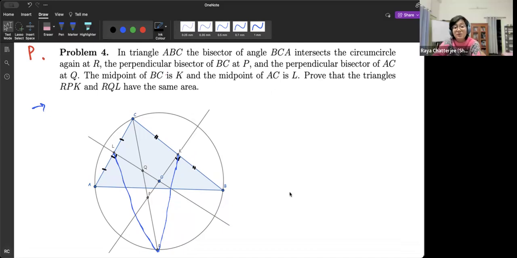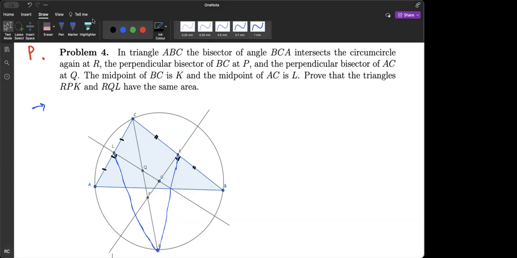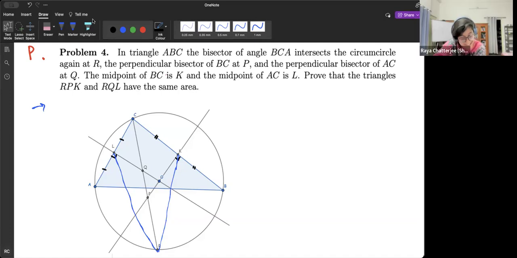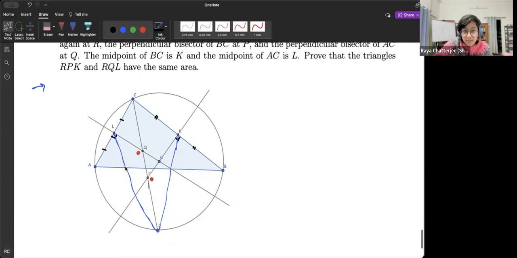Okay, guys, tell me about your progress. Any significant progress? So we can use angle series to get the angles of RQL and RPK. Oh my gosh, so smart. Okay, perfect. These two. So what do you plan on doing next?